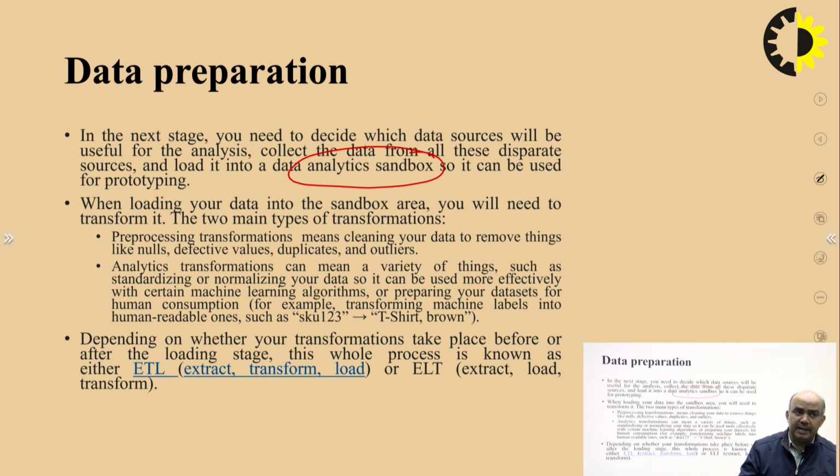For example, here we transform machine labels into human readable ones, such as SQA 123, which means, let's suppose, a t-shirt in brown color. So, in this we generally extract the information, transform the information, and load the information.